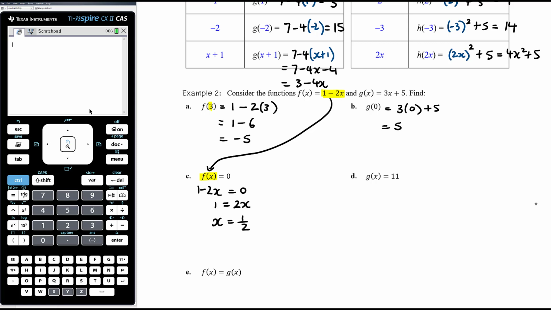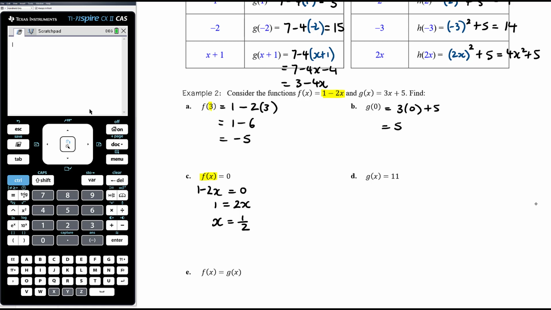So if we apply the function f to an unknown input and get 0, we can work out that that input must have been 1 half. In order for the output to be 0, the input has to be 1 half. Whereas here, the question is, if the input is 0, what is the output? The output is 5.